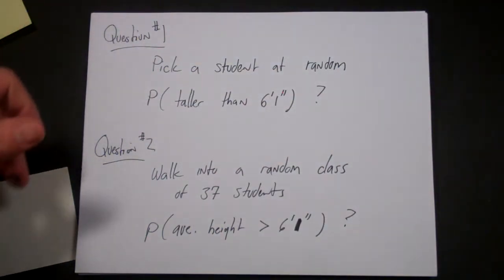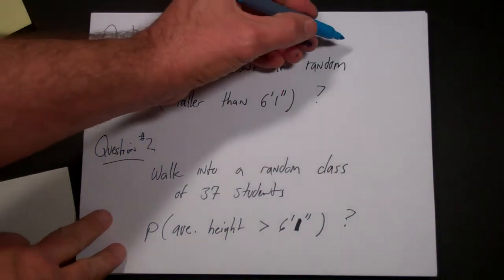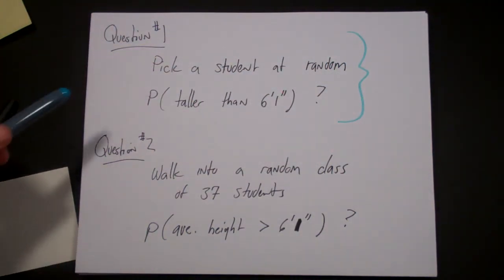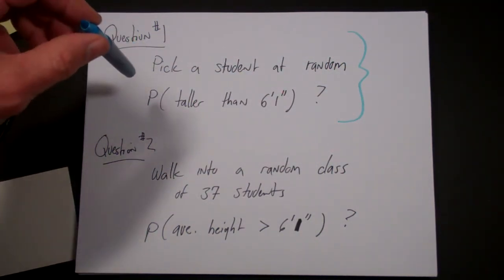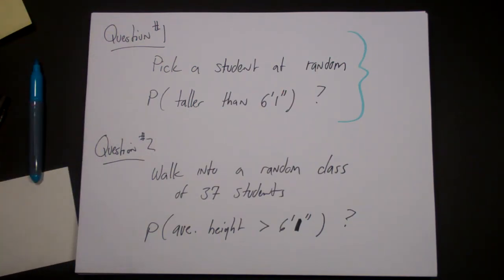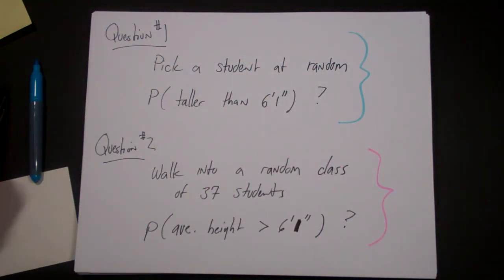Well, what I'm hoping that you see is, let's not even think that we're in statistics right now. Let's just use our common sense here for a second. And what I'm hoping is that you realize, or it just seems to make sense to you, that this situation, picking a student at random and thinking if they're taller than 6'1", is much more likely than the second one. That is, you enter a random class and the average height is greater than 6'1".